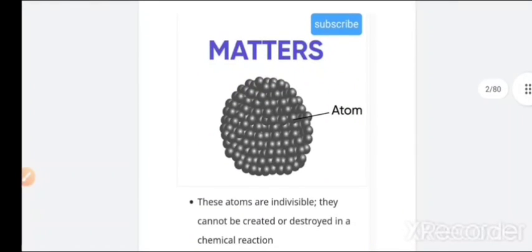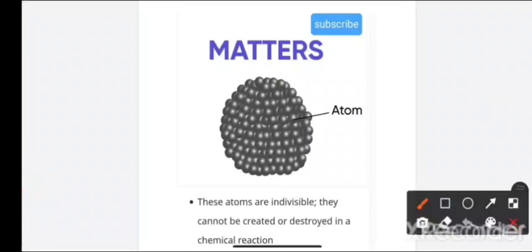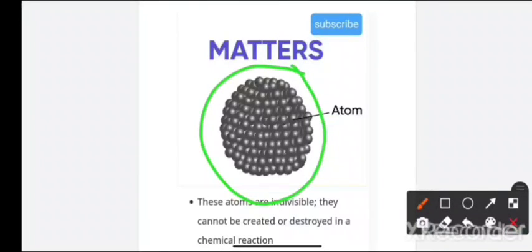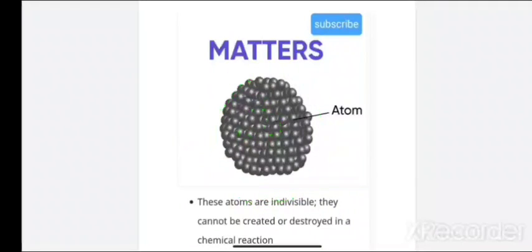This is the structure of matter. The tiny black spheres are known as atoms. They combine to form a complete figure, which is known as a complete matter. The tiny particles are the atoms. Atoms combine to form the matter.